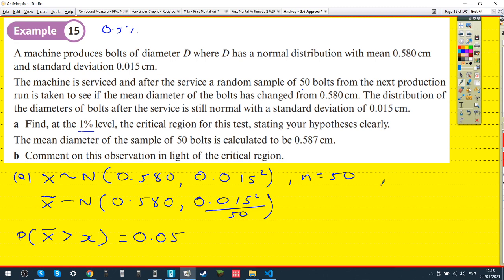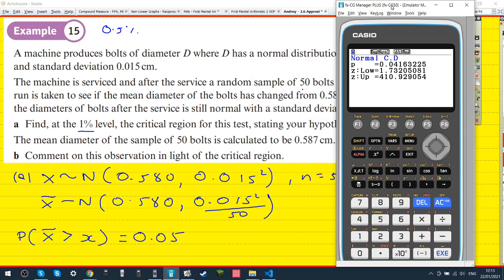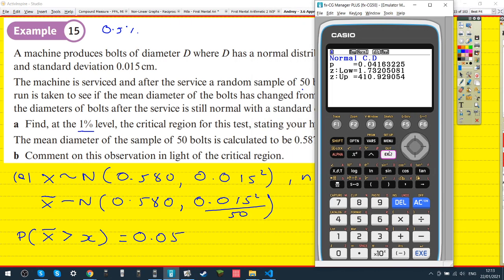Is it straight to the calculator? It is straight to the calculator. Okay, so let's say upper is 999. Mean 0.580. Standard deviation is 0.015 over root 50. Or just the square of the whole thing.